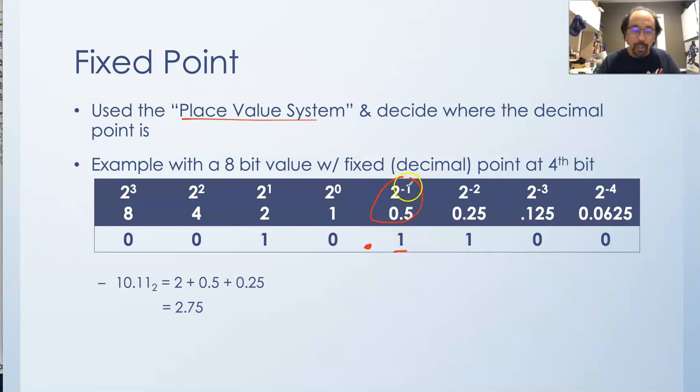So this is 2 to the -1, 2 to the -2, 2 to the -3 in value. So if I have this number represented, I add up 2 plus 1/2 plus 1/4 to get my fractional value, 2.75. So this is one way to represent fractions, one way to represent real numbers.